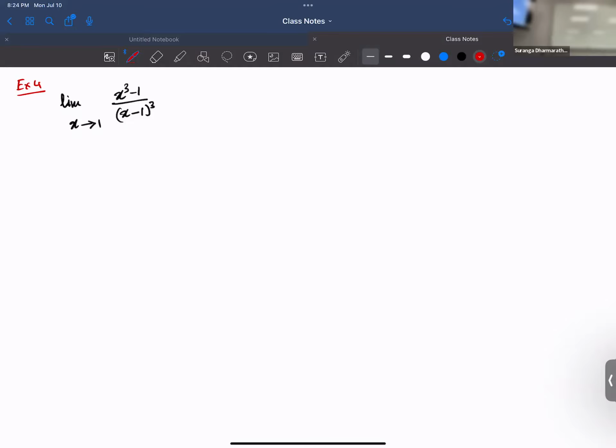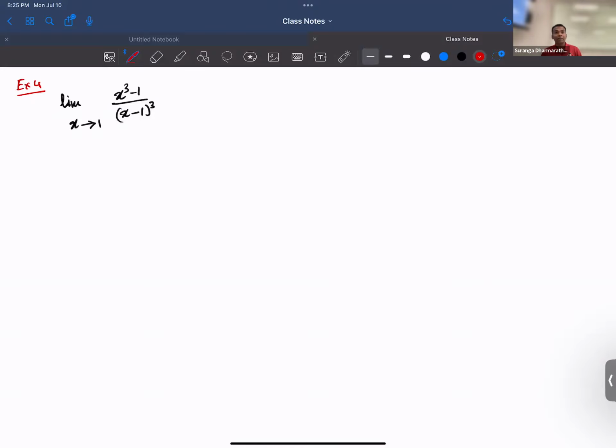Right? It's not an indeterminate case. In that case, we can determine that the limit does not exist. The limit goes to infinity. Why did it become indeterminate? Because 0 divided by 0. That is indeterminate, right? So let's keep that in mind.